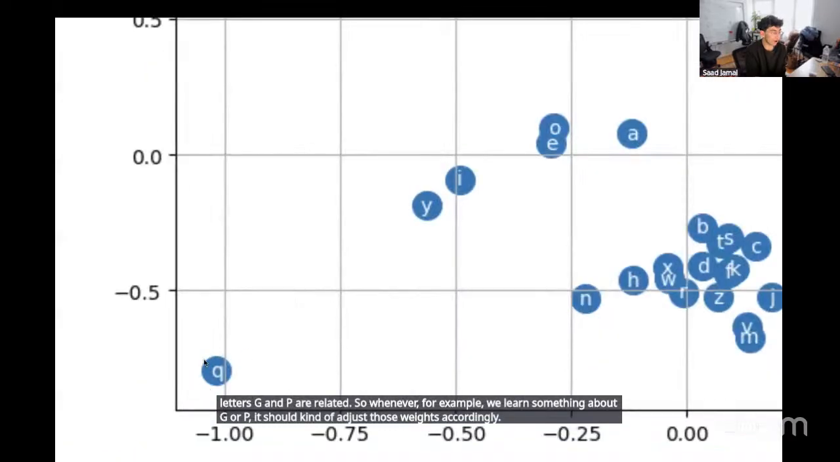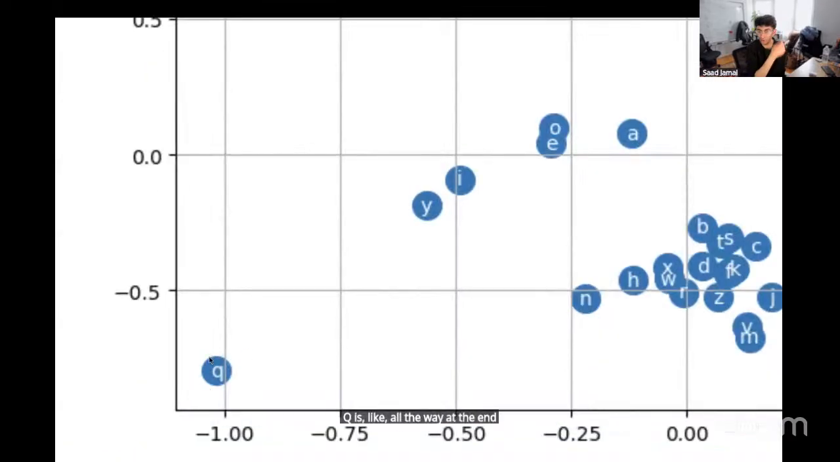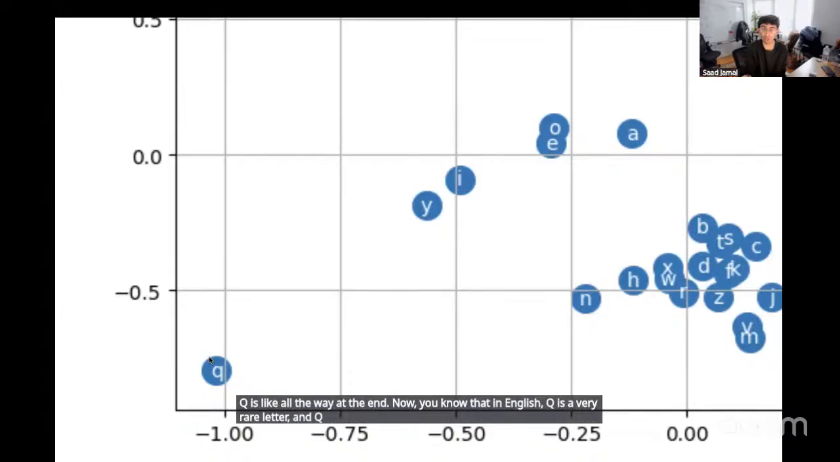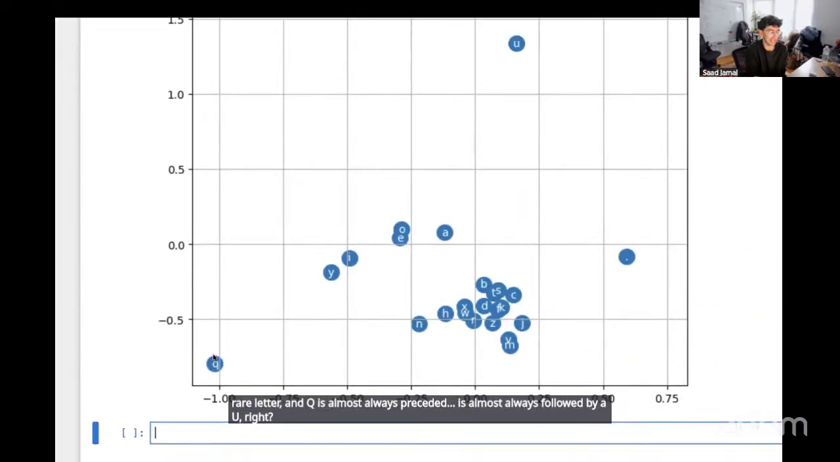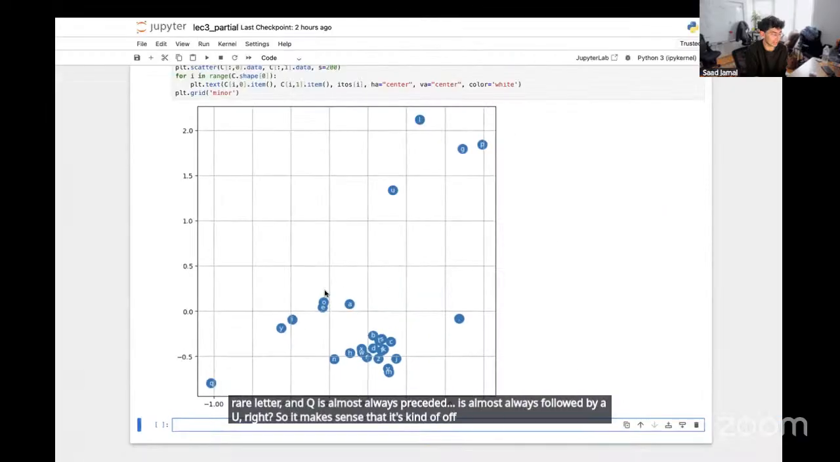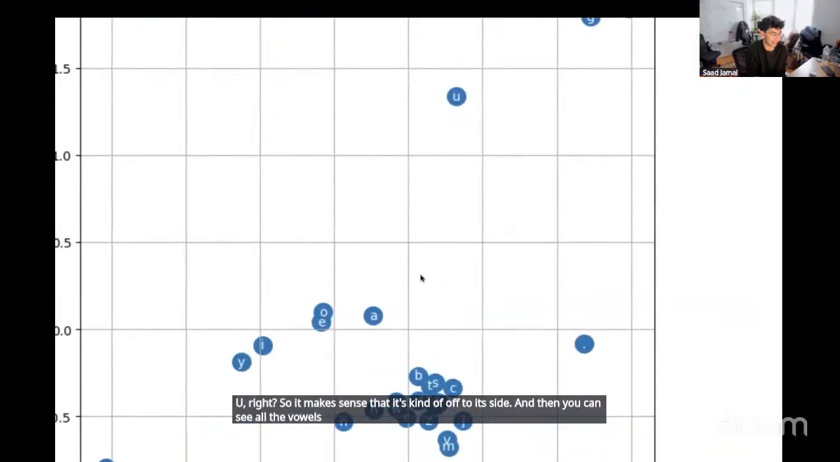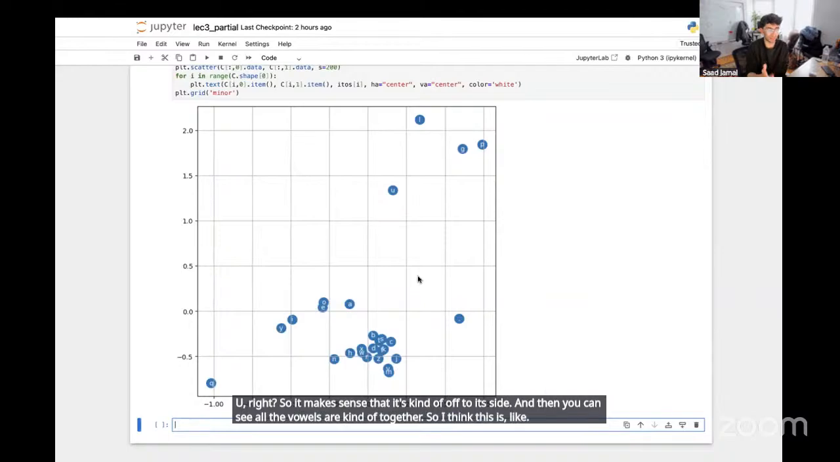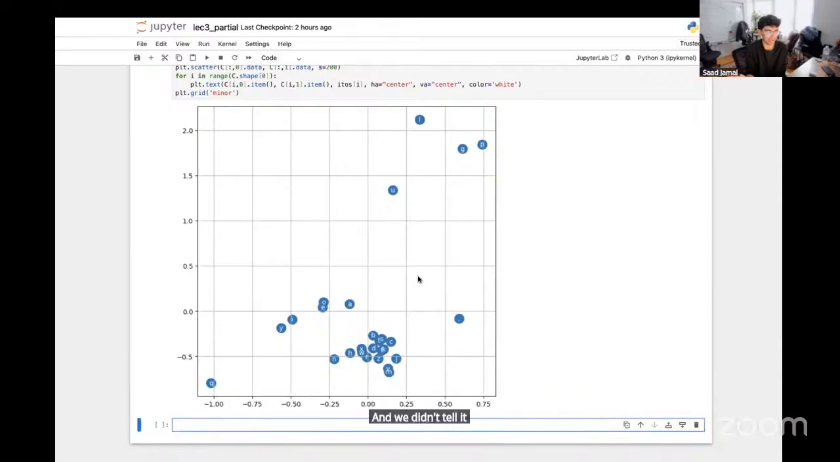Q is all the way at the end. Now, you know that in English, Q is a very rare letter, and Q is almost always followed by a U, right? So it makes sense that it's off to its side. And then you can see all the vowels are together. So I think this is kind of cool. Our model has learned some semantic meaning about characters and we didn't tell it anything about characters.